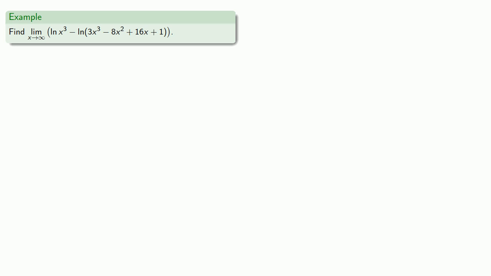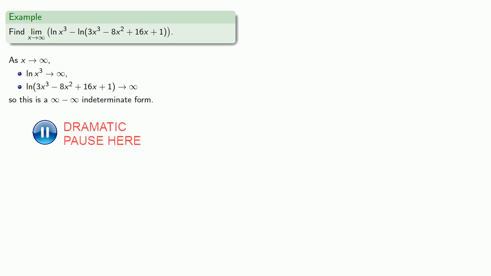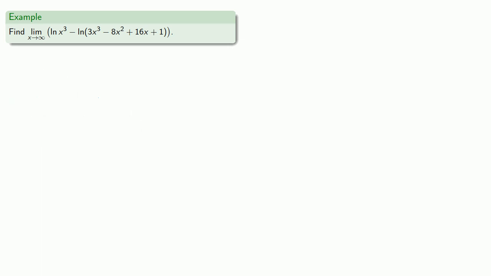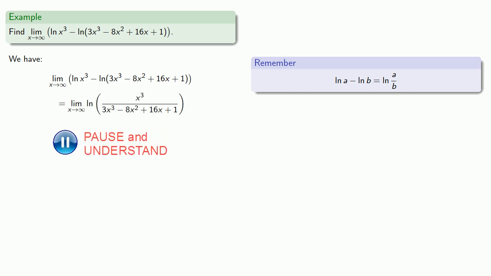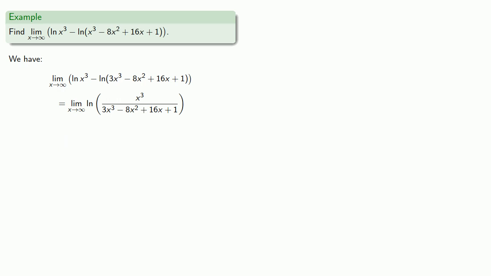For example, let's consider this limit. As x goes to infinity, log of x cubed goes to infinity, and log of this mess also goes to infinity, so this is an infinity minus infinity indeterminate form. Actually, it isn't. So remember, log of a minus log of b is the same as log of a divided by b. And so this limit is really the limit as x goes to infinity of log of the quotient. And provided our continuity conditions are met, the limit of a log is the log of the limit.